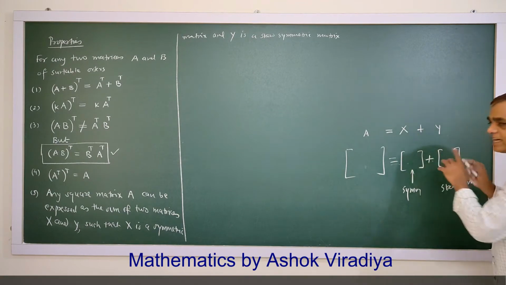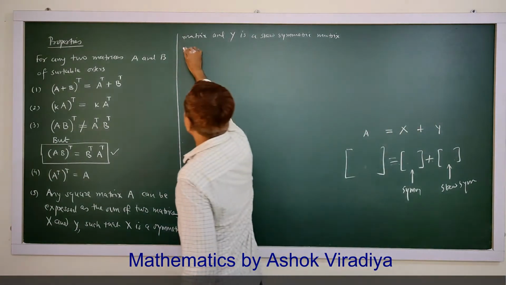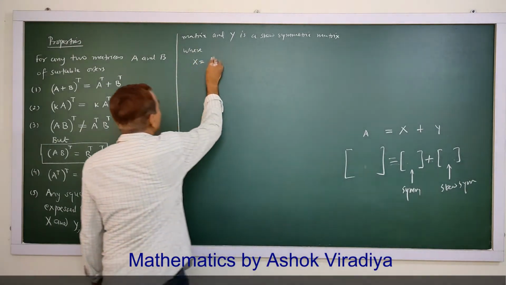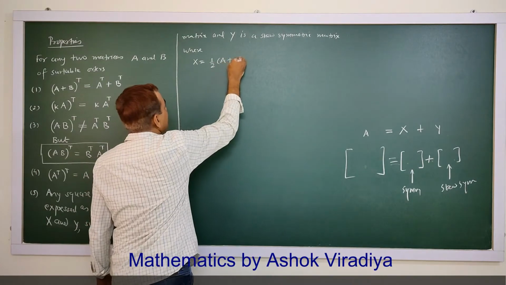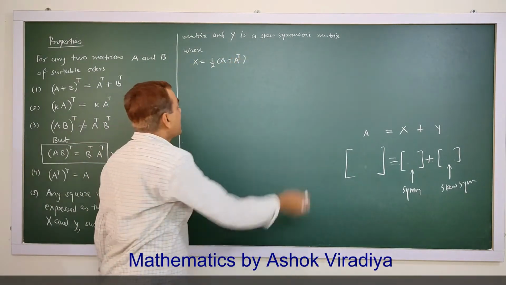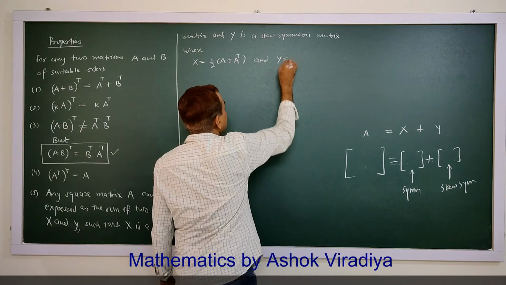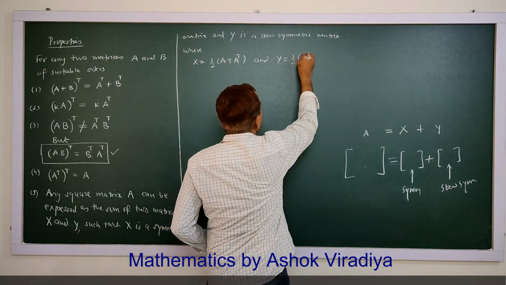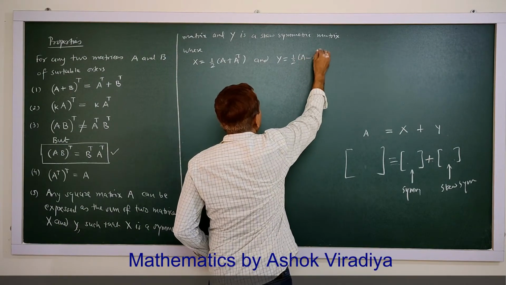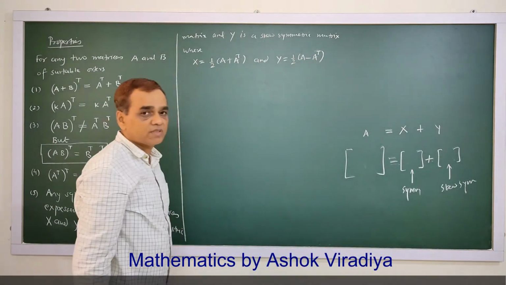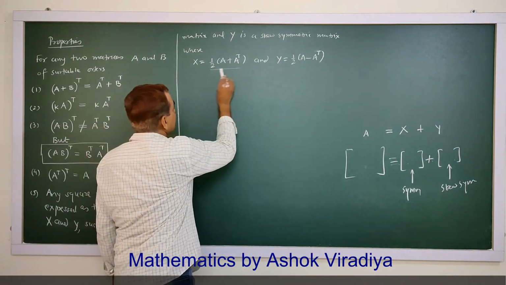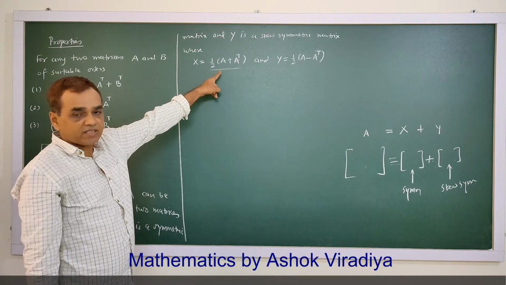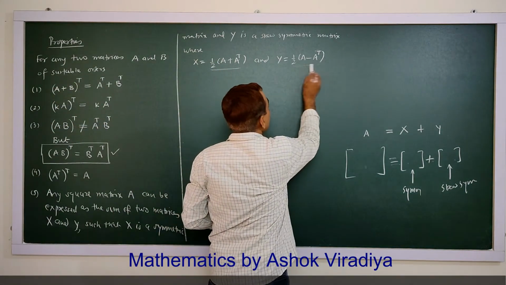And this x and y can be found where x can be found by 1 by 2 times A plus A transpose and y can be computed by 1 by 2 times A minus A transpose. See, this matrix will be a symmetric matrix. This matrix will be a skew symmetric matrix.